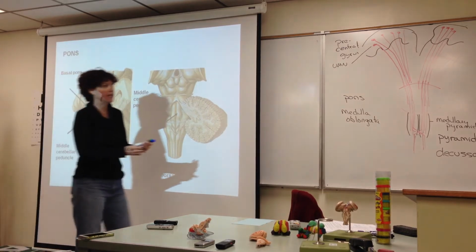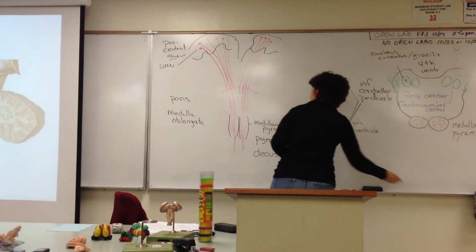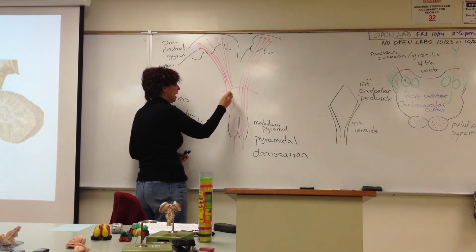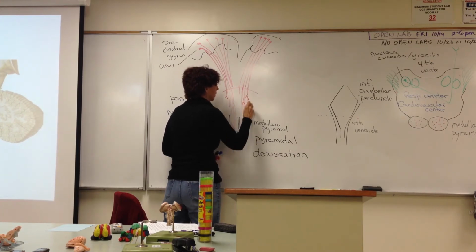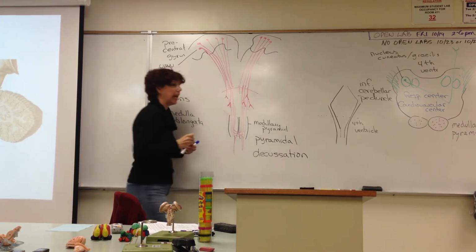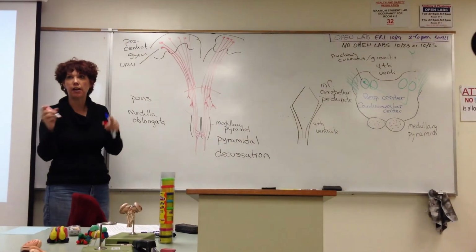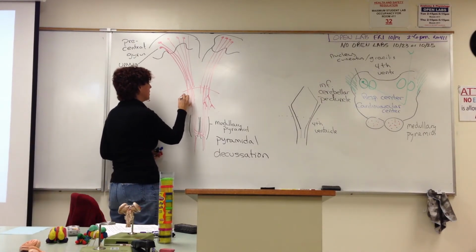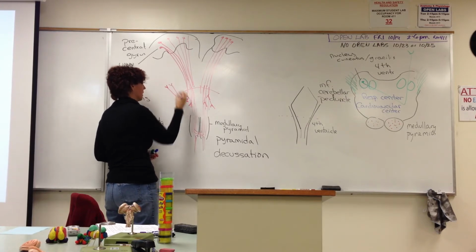And so what happens is some of them stop. A lot of them stop. They come down to the pons and they stop. And they form a synapse with the cell bodies of neurons that do not continue downward. These neurons leave the pons and go out to the cerebellum.